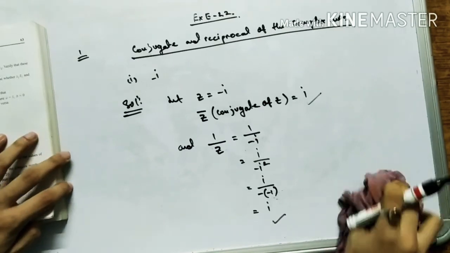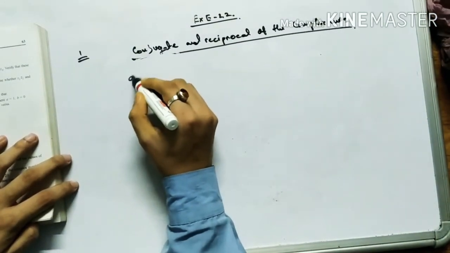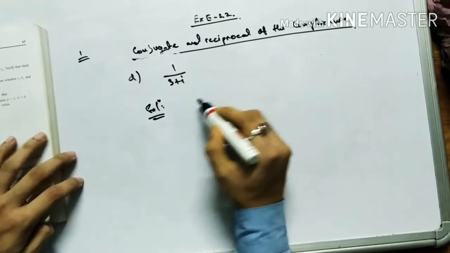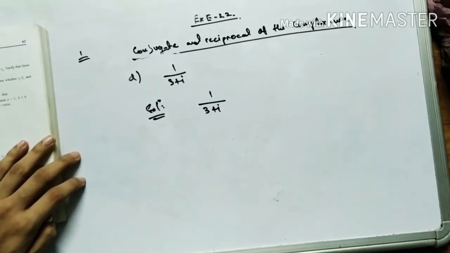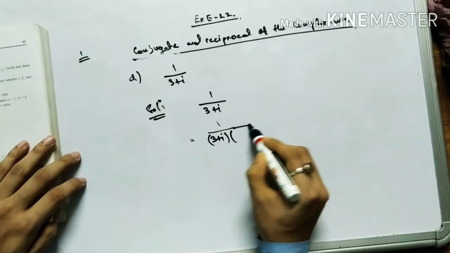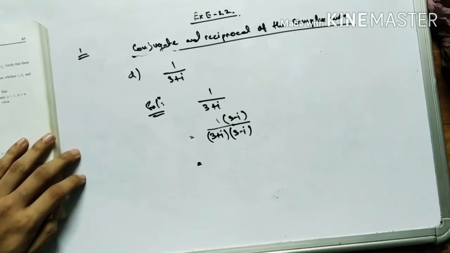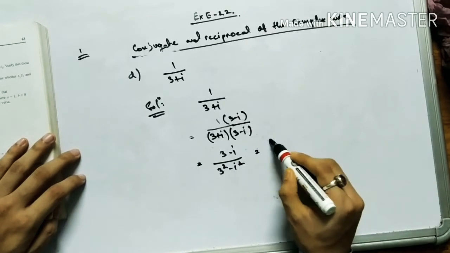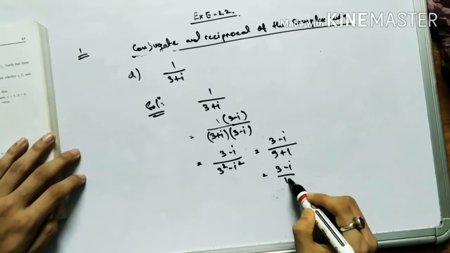So next, let's do number D, 1 by 3 plus I. First of all, I have to find the conjugate of this complex number, so I will have to solve it a little bit. This is 3 plus I, and 3 minus I. I will multiply both sides by 3 minus I. So I will get 3 minus I by 3 square minus I square, which is 3 minus I by 9 plus 1, that is 3 minus I by 10.